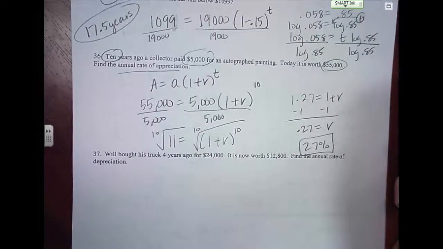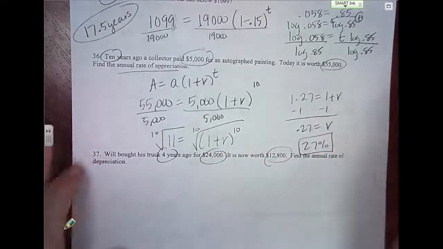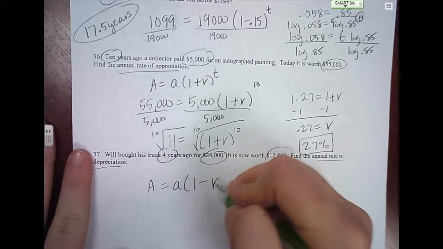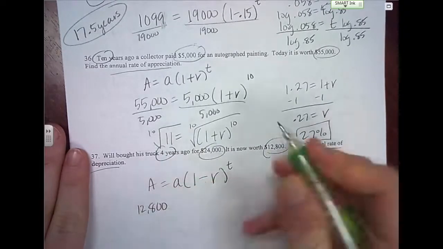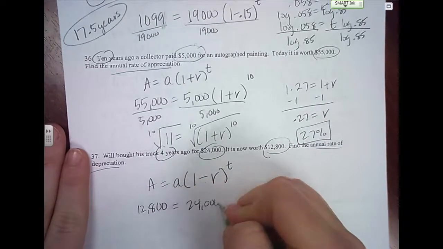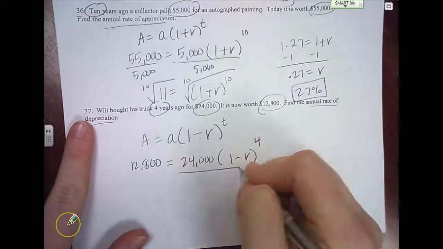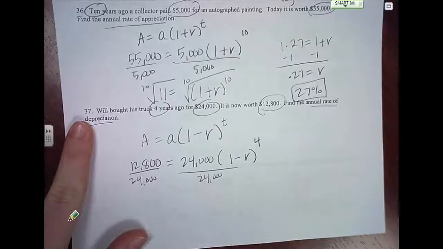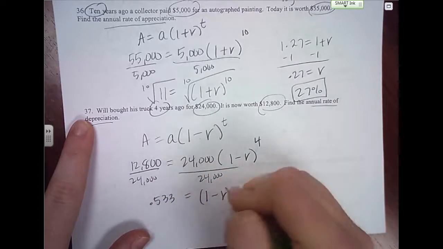And the last one, Will bought his truck 4 years ago for $24,000. It's now worth $12,800. Find the annual rate of depreciation. So another rate one, but this is depreciating, so it's going to be minus. So let's see, it's now worth $12,800. It was worth $24,000, so we're going to find r, and it's 4 years. So first thing, divide by 24,000. So 12,800 divided by 24,000. So 0.533 equals 1 minus r to the 4th.